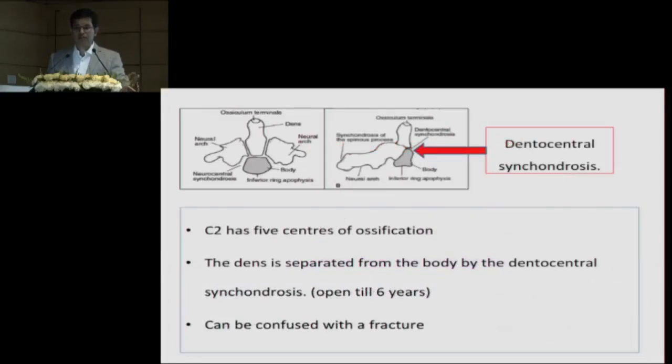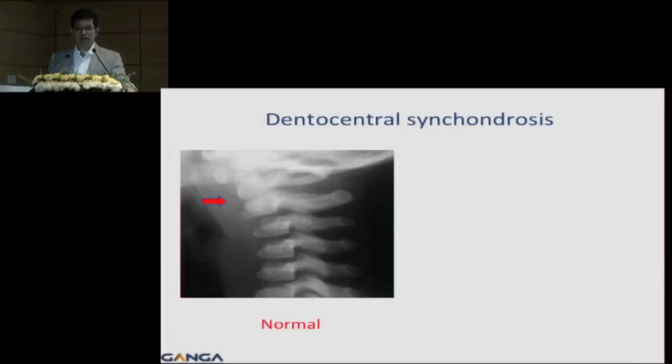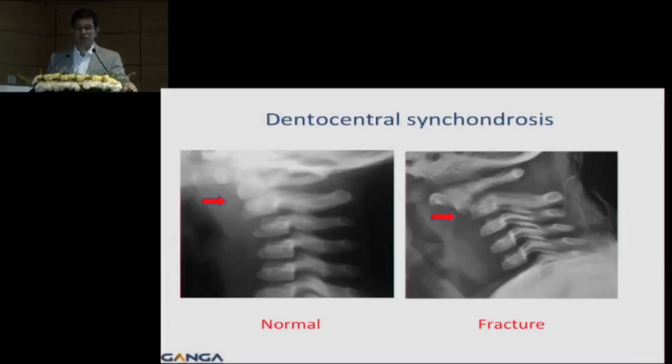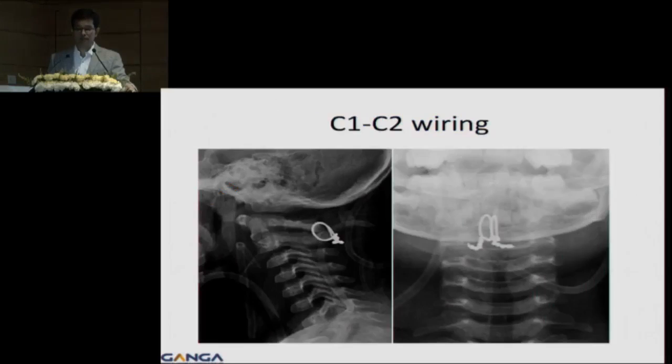And one exception is the C2, where you have an extra dentocentral synchondrosis between the dens and the body. This can be confused with a fracture, and this usually fuses with the body at about 6 years. But in a child less than 6 years, that can act as a weak link, and this can result in a displacement. So such children will need a fusion.